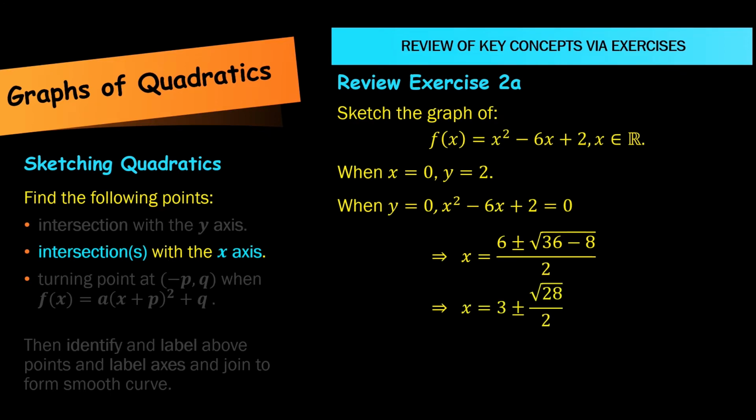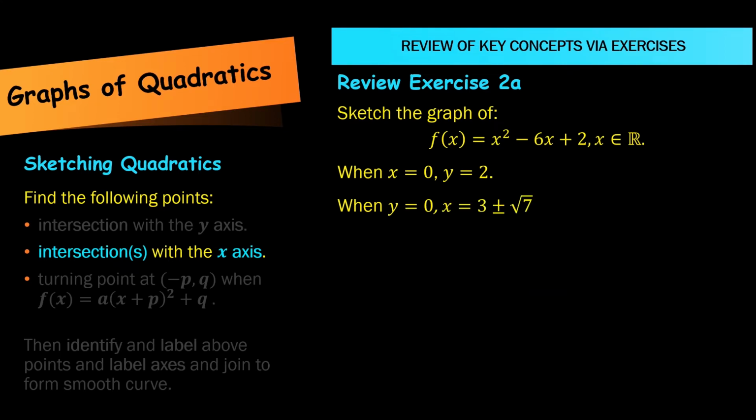We tidy up, and we're left with x equals 3 plus or minus root 7. So we have two intersection points. So when y equals 0, x equals 3 plus root 7, or x equals 3 minus root 7.